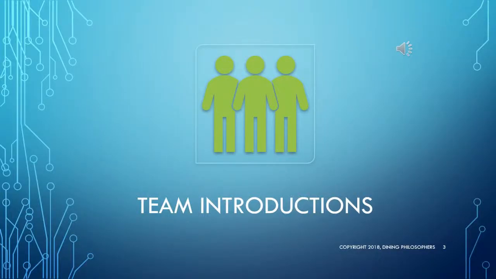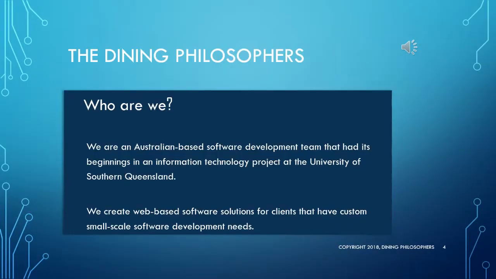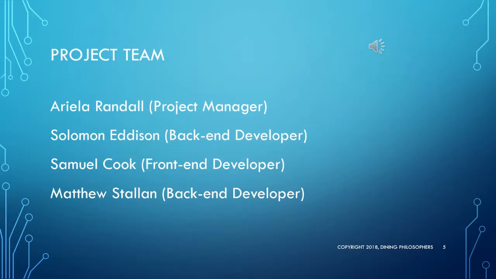So to begin with, I'd like to introduce the team. The team name is the Dining Philosophers. We are an Australian-based software development team that has begun at a university in an information technology project. We create small-scale software solutions for clients that have custom development needs. The project team consisted of 4 main roles: a project manager, 2 back-end developers, and a front-end developer.